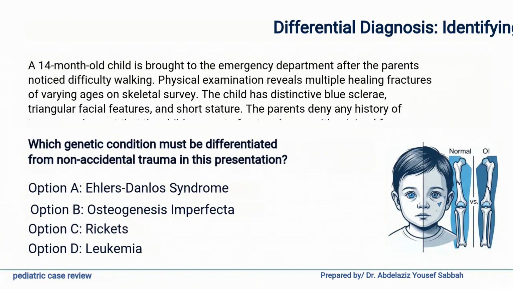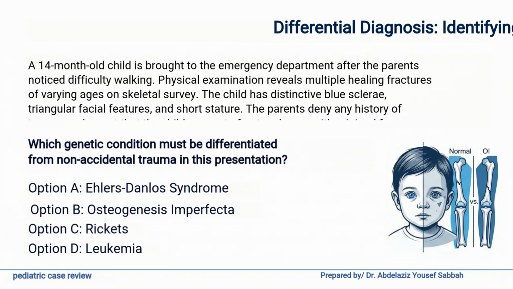Case 15. A 14-month-old child is brought to the emergency department after parents notice difficulty walking. Physical examination reveals multiple healing fractures of varying ages on skeletal survey. The child has distinctive blue sclerae, triangular facial features, and short stature. The parents deny any history of trauma and report that the child seems to fracture bones with minimal force. Which genetic condition must be differentiated from non-accidental trauma in this presentation?